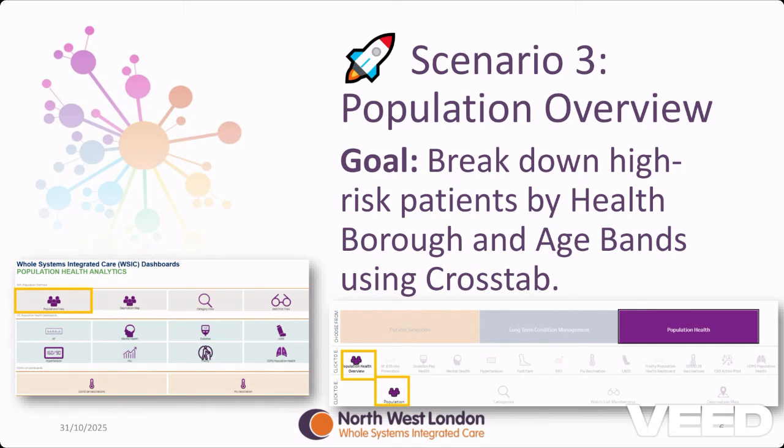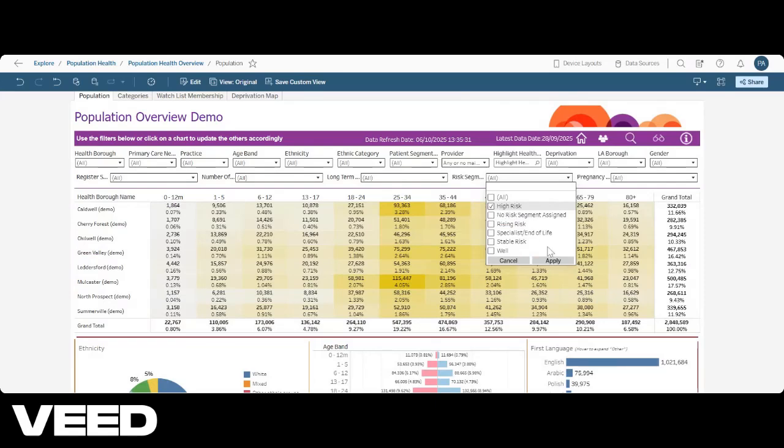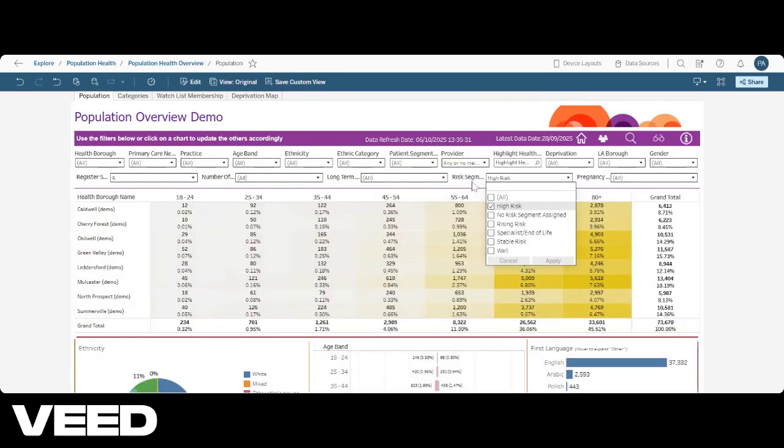Scenario number 3. Population overview. Goal: break down high-risk patients by Health Borough and age band using Crosstab. Filter for high-risk patients using the risk segment filter. Click within the table area, go to download and select Crosstab.